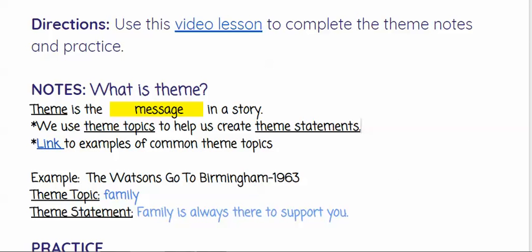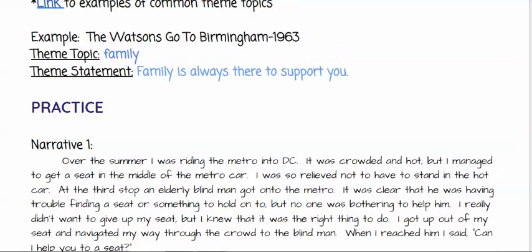So, as an example, let's talk about The Watsons Go to Birmingham. Many of us just finished reading it. And one of the many theme topics in that story is family. There are others, but family is a big one. And family was not one of the ones we just saw on the list, but it is a big idea that many writers write about. And the theme statement we came up with is family is always there to support you.